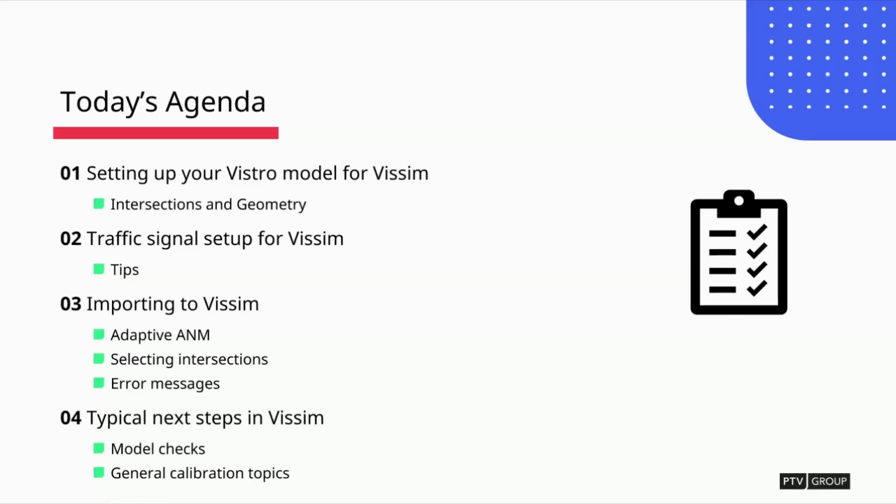There are, of course, some modeling checks, especially when you're doing conversions going from Vistro to Vissim. Again, in a checklist format, I'll highlight some potential things and potential solutions, and then some general calibration topics you might want to follow up with as you go. Hopefully by the end of the session today, you'll see that it's easy to get into Vissim, and it's also very flexible at the same time, and something you'll find beneficial.